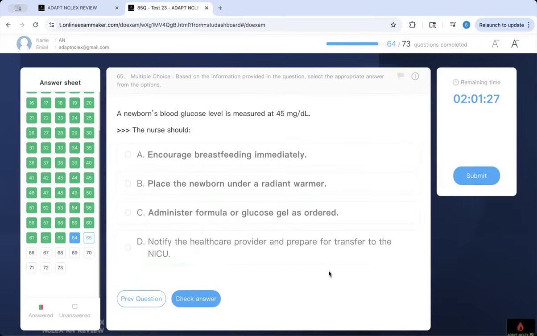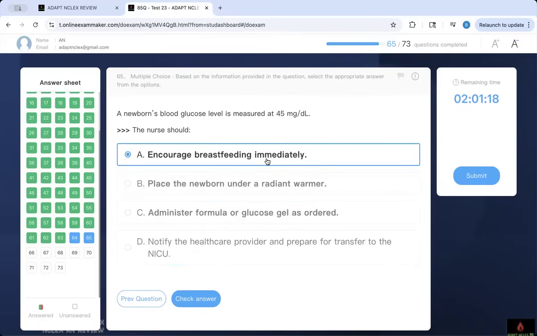What do you think? The first thing you ask yourself is, is the patient symptomatic? Pick your answer choice. There's no symptoms. Breastfeeding, mommy can give it to them. Newborn warmer is for temperature. Formula, if the baby can take anything, and talking to the doctor is not going to help you.